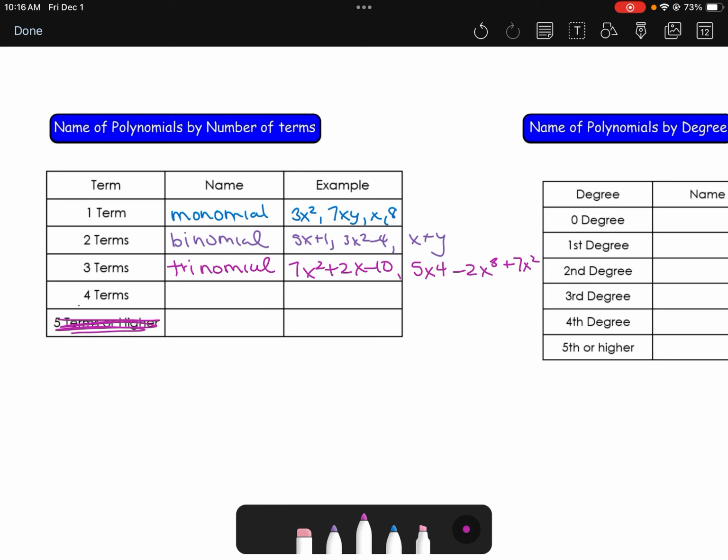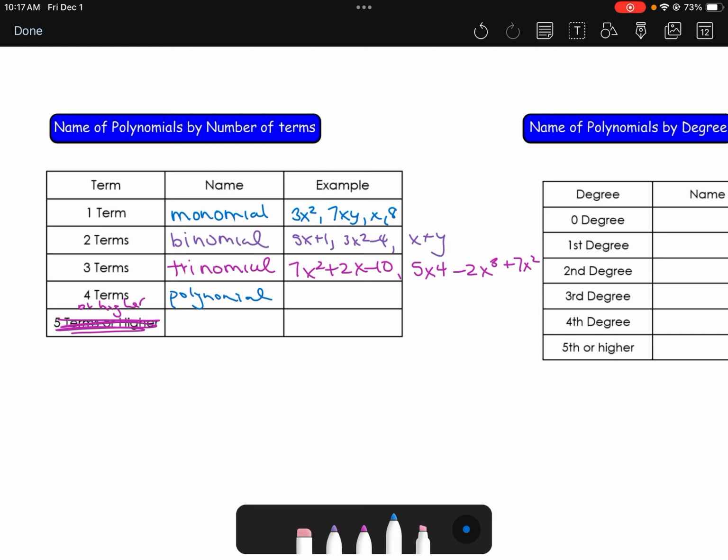The next one is just 4 terms or higher. Okay, and if it's 4 terms or higher, this is what you call a polynomial. So a little weird because that's the broad term of everything, but if it's 4 or more, we just call it a polynomial. So remember, poly means many, so that's why you get that. So again, it's just going to be 4 or more terms.